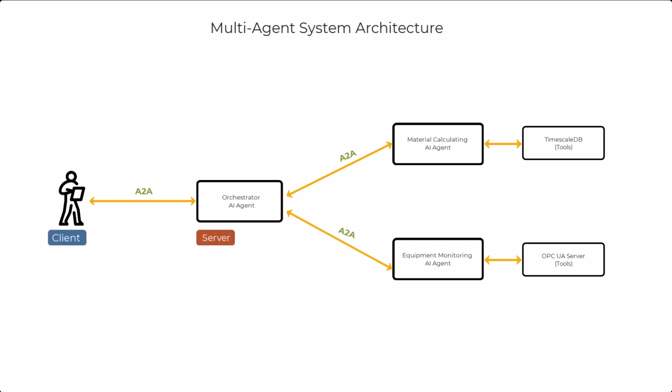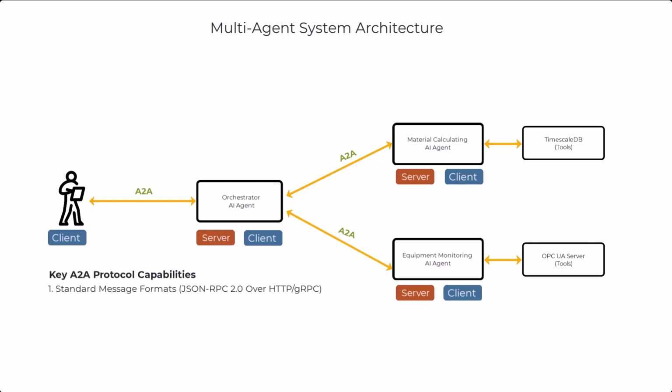A2A follows a request-response model similar to how web APIs work. A client agent sends a request and a server agent responds. Now, here's the interesting part. Any agent can be both a client and a server. So your equipment monitoring agent serves data when asked, but it might also need to request information from other agents. The protocol defines 5 core capabilities.